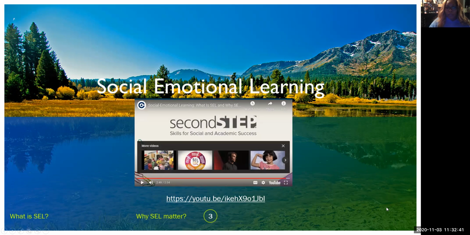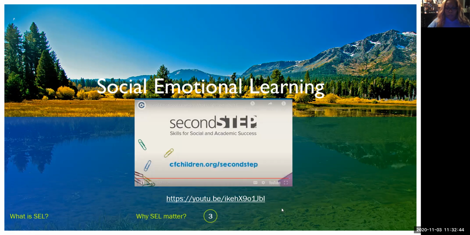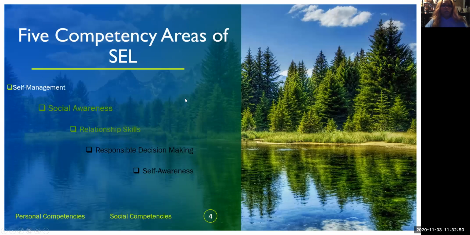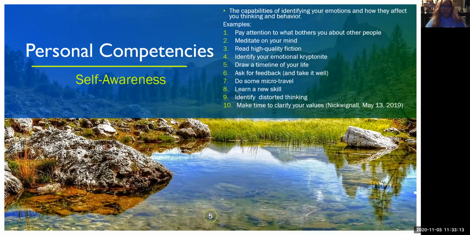So let's unpack social emotional learning. The 5 competency areas of social emotional learning: self-management, social awareness, relationship skills, responsible decision making, and self-awareness. There are personal competencies and there are social competencies. Personal, self-awareness. It's the capability of identifying your emotions and how they affect you, how they affect your thinking, your behavior, meaning your actions, everything that deals with you.